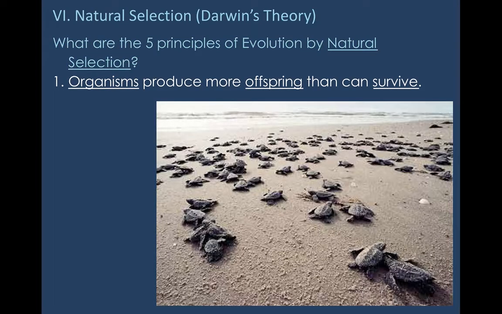So first of all, the first principle is that organisms are always going to produce more offspring than can survive to adulthood. In some cases that might mean right off the bat, like these sea turtles. Unfortunately, probably about 98% of these little baby sea turtles aren't going to last more than a couple of days in the ocean. So many of them are going to die off, and so the sea turtle is always going to lay lots and lots of eggs to have lots and lots of offspring, because there's only a few that are going to actually survive.